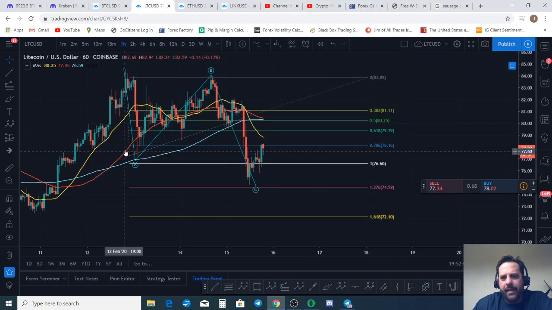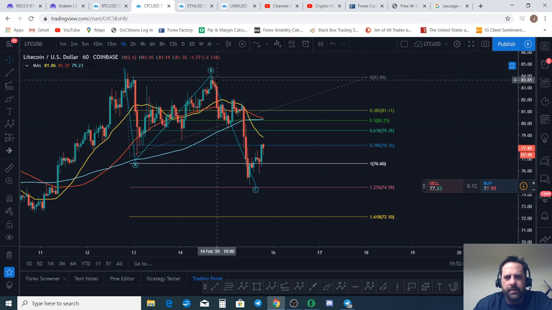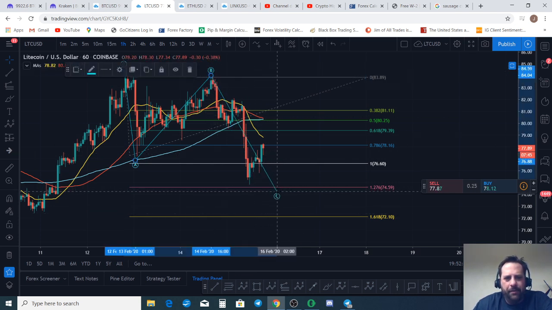So Litecoin's got a nice ABC here, a 535. Actually, this 535 might not be finished. It could be also as well, so I'm not sure. It looks super clean. It's beautiful. It came to the 127. It's just a nice ABC shape. Not sure if it's finished or we have one more leg to the downside.